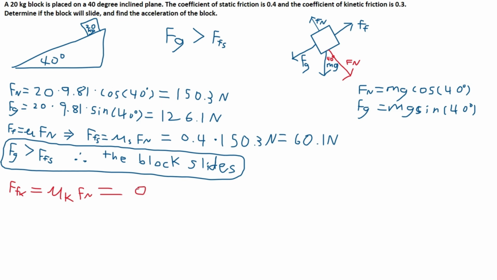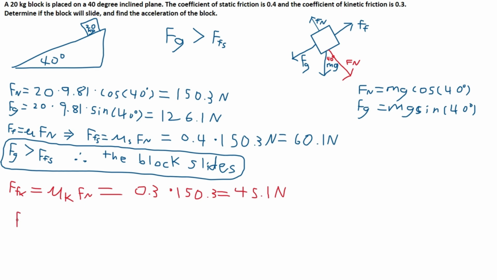So this is equal to 0.3 multiplied by 150.3 newtons. And this is equal to 45.9 newtons. Sorry, 45.09, so I'll round up to 45.1.